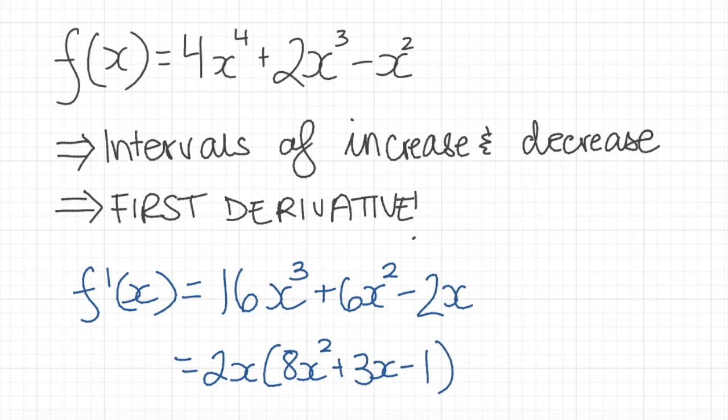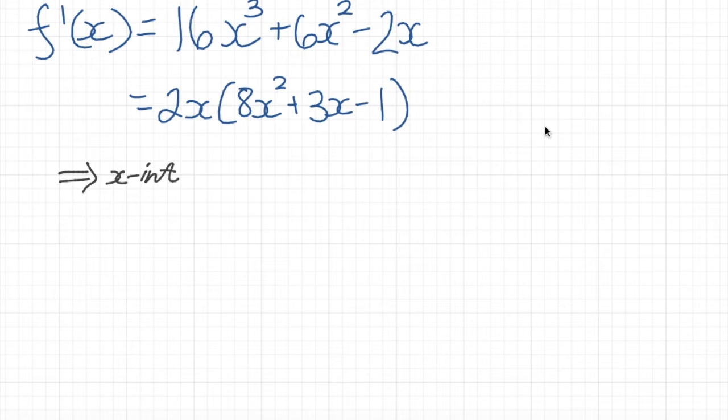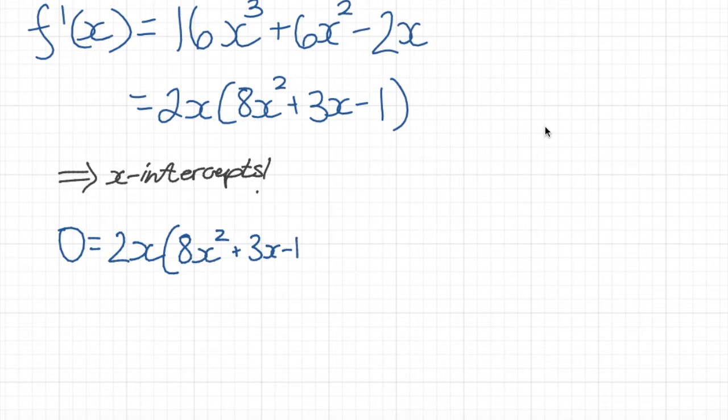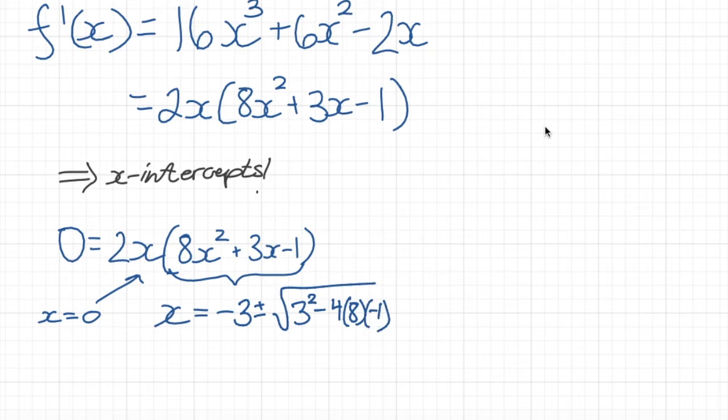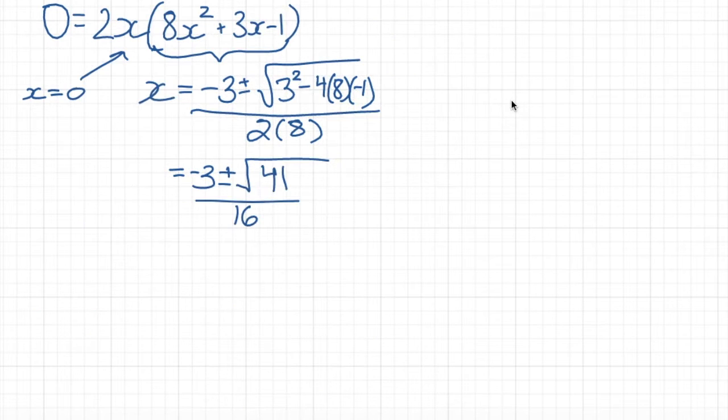Factoring, we get 2x times 8x squared plus 3x minus 1. We need to determine the x-intercepts, where y is equal to 0. Setting the first derivative to 0, we see that we have an x-intercept of x equals 0, and since we cannot factor what's inside of the second bracket, we use the quadratic formula. x equals negative 3 plus minus root of 3 squared minus 4 times 8 times negative 1, all over 2 times 8.